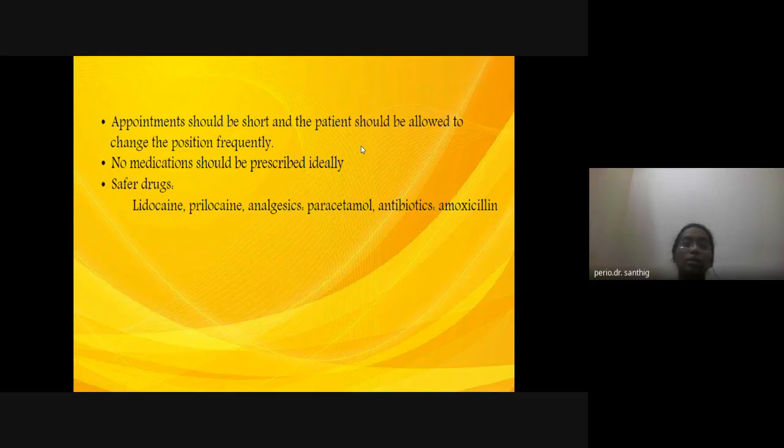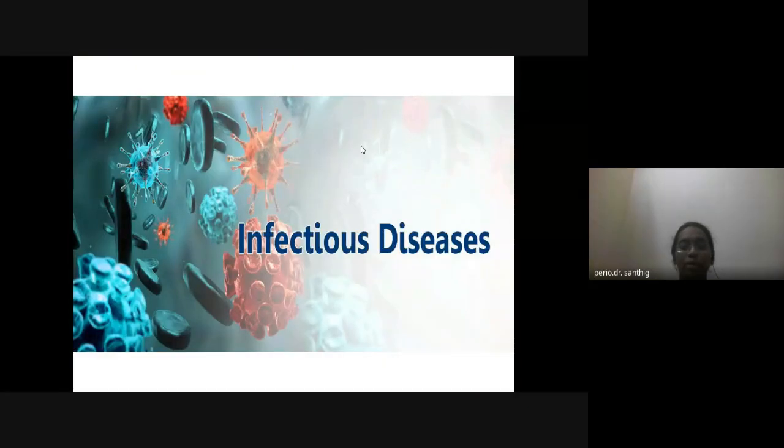So appointments for this patient should be short, and the patient should be allowed to change position frequently. No medication should be prescribed ideally, and you have to give safer drugs. So only paracetamol as an analgesic. If you want to give an antibiotic, you have to give amoxicillin. That's it. That is about the pregnancy patients.